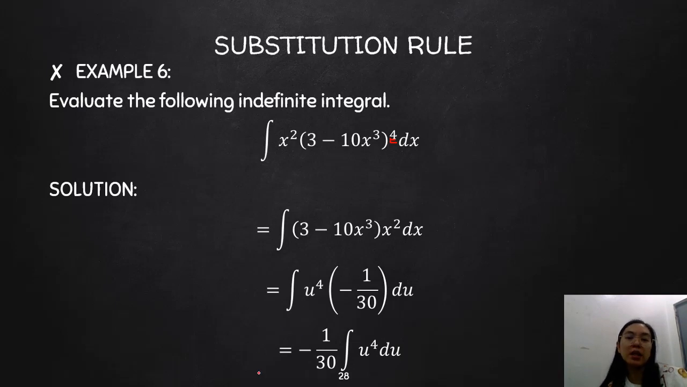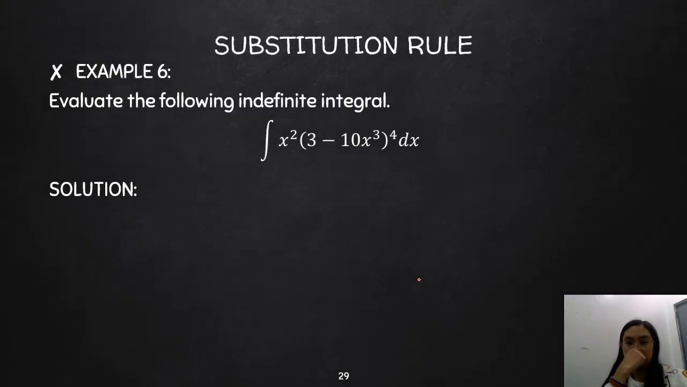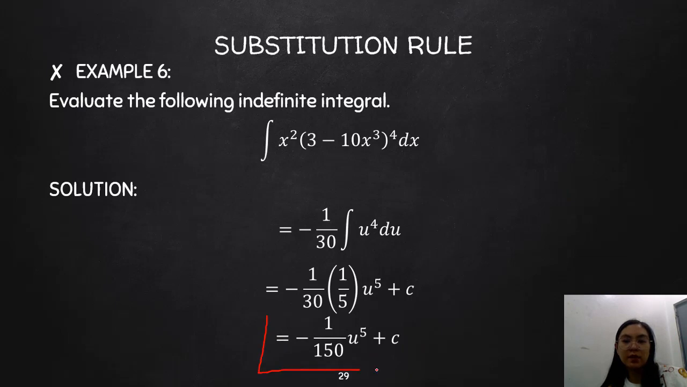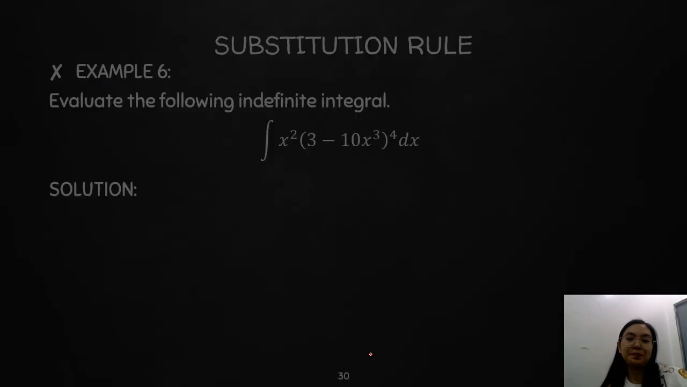Such that, since we can take out the constant using property number 1, you have negative 1 over 30 times the integral of u raised to 4 du. So when we evaluate u raised to 4, we know that it comes from u raised to 5. And of course, introducing the constant, evaluating it further will give you negative 1 over 150 u raised to 5 plus c.